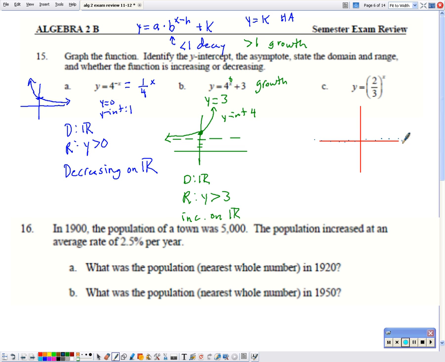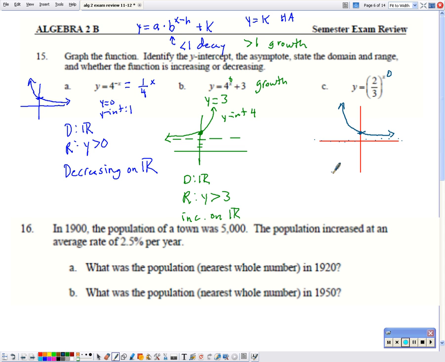And I need some points. I know it's a decay function. I'll put 0 in for x. That way I can also get my y-intercept. And guess what? Anything raised to 0 is just 1. So once again, just like A, I have a y-intercept of 1. This graph is pretty similar to A. It's going to actually have the exact same properties.